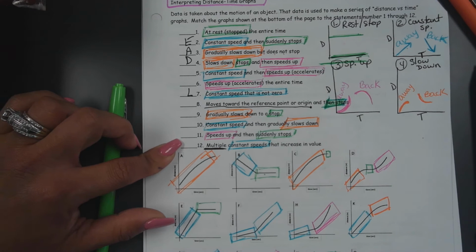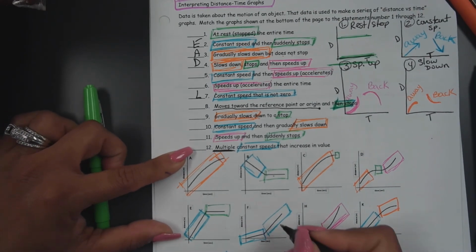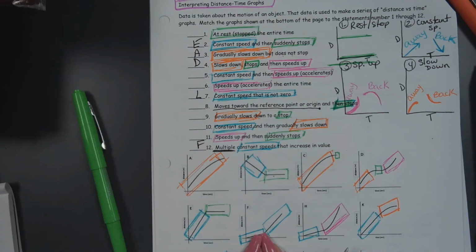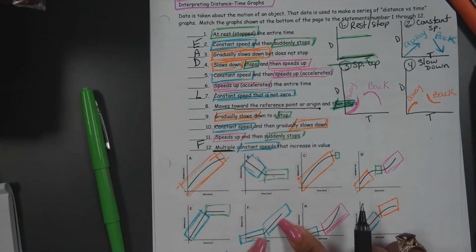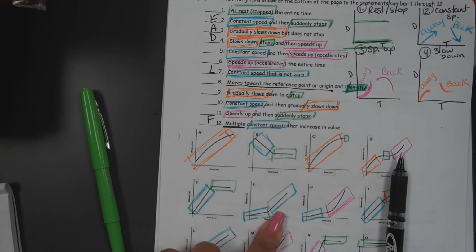But 12 says, what's that word again? Multiple constant speeds. He's got to be F. That is one speed, and that's another speed. Instantaneously, it went from this speed to that speed. There was no gradual increase in speed. It was this and then that, automatically.